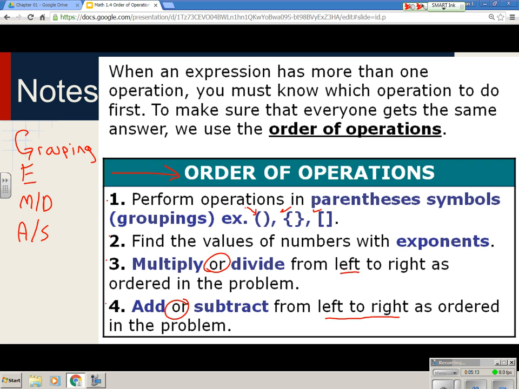So it's grouping, then exponents, then multiplication or division, and then addition or subtraction. So have this all written down before moving on.